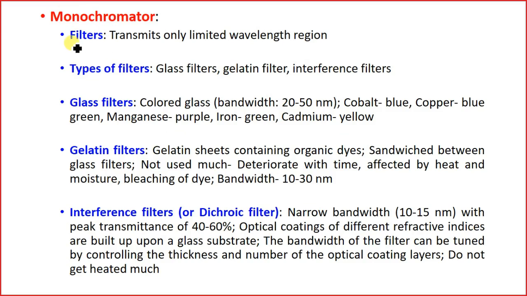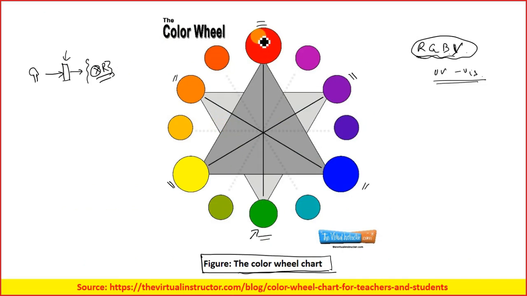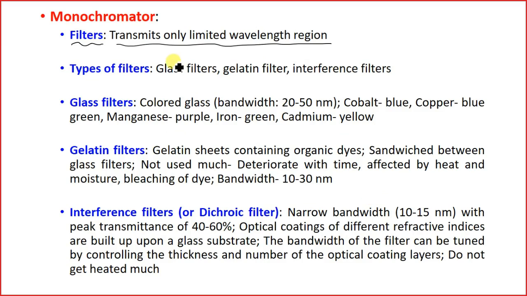So in the monochromator, we have filters. They transmit only a limited wavelength region. Okay. So if you use a red filter over here, then it will allow the wavelengths corresponding to the red color through it. If you use a blue filter, the blue light will be passed through, and all other wavelengths will be blocked. Okay, there are different types of filter.